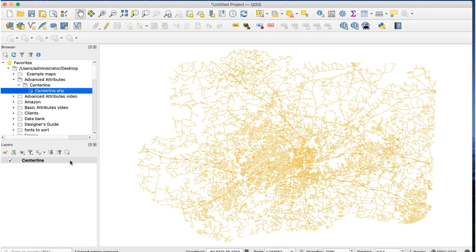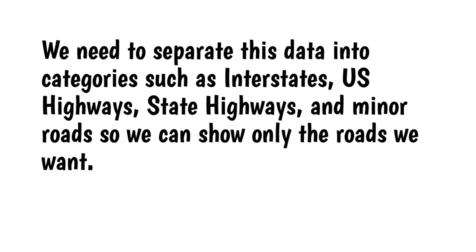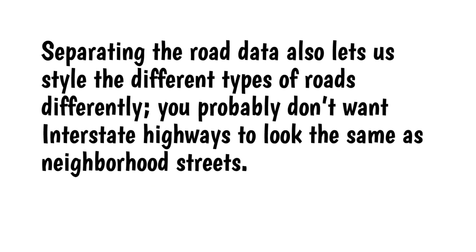Unless you're creating a county-wide street map, you probably don't want to show every street. We need to separate this data into categories such as interstates, U.S. highways, state highways, and minor roads, so we can show only the roads we want. Separating the road data also lets us style the different types of roads differently. You probably don't want interstate highways to look the same as neighborhood streets.